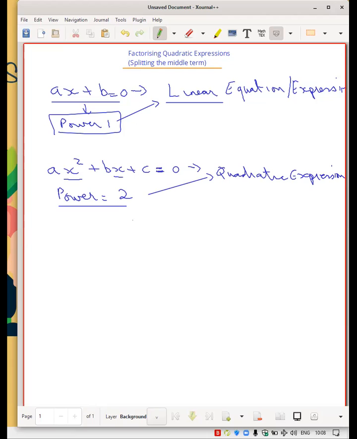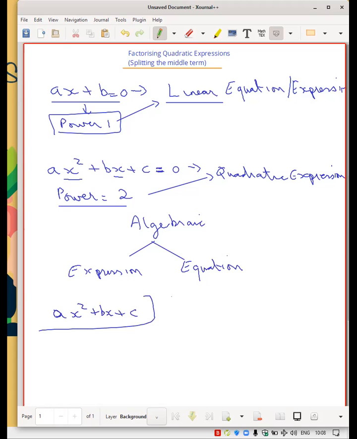What's the difference between an equation and an expression? We have an algebraic expression, and we have an equation. What's the difference between both? An equation contains an equal to sign, while an expression does not contain an equal to sign. For example, ax squared plus bx plus c is the expression, whereas ax squared plus bx plus c is equal to 0 is called an equation.